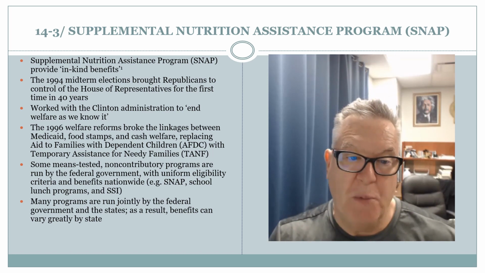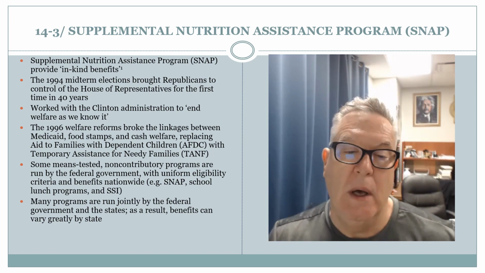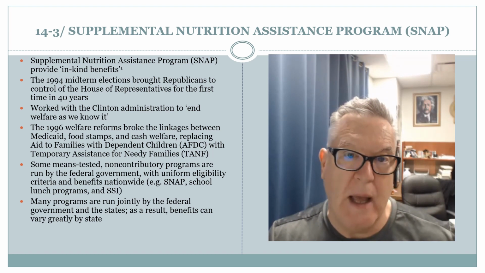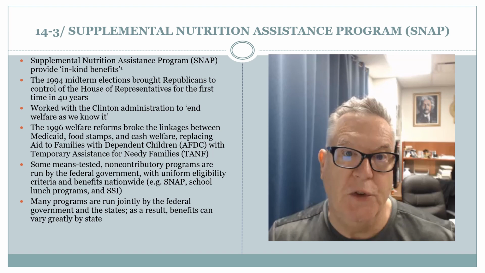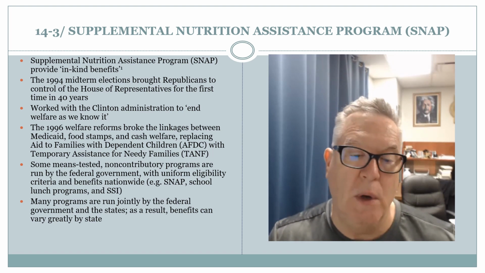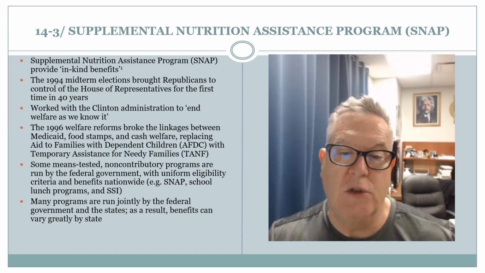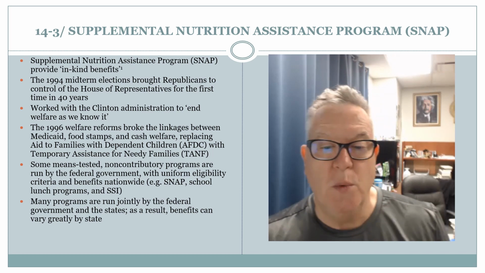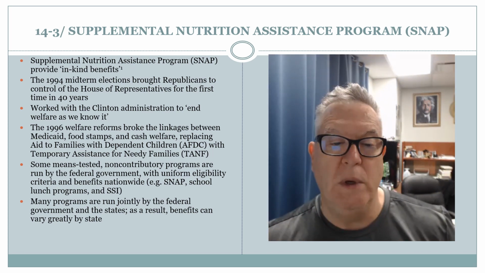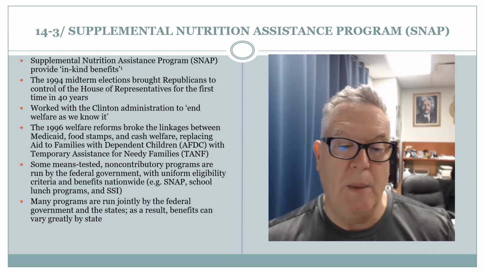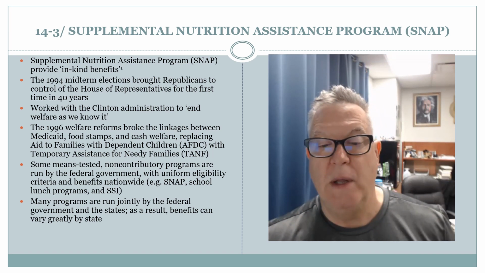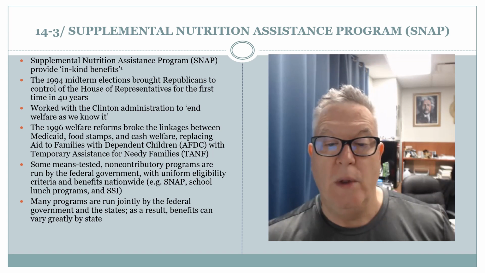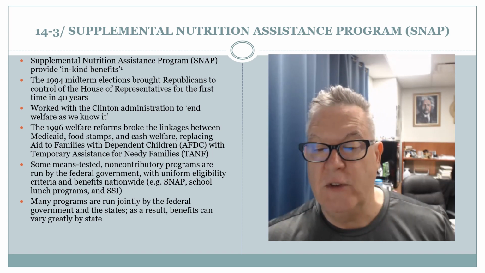The Supplemental Nutrition Assistance Program, also known as SNAP, provides in-kind benefits, which are non-cash goods and services provided to needy individuals and families by the federal government. The 1994 midterm elections brought Republicans to control of the House of Representatives for the first time in 40 years. They worked with the Clinton administration to end welfare as we know it, and by 1996, welfare reforms broke the linkages between Medicaid, food stamps, and cash welfare, replacing Aid to Families with Dependent Children with Temporary Assistance to Needy Families, which is known as TANF.